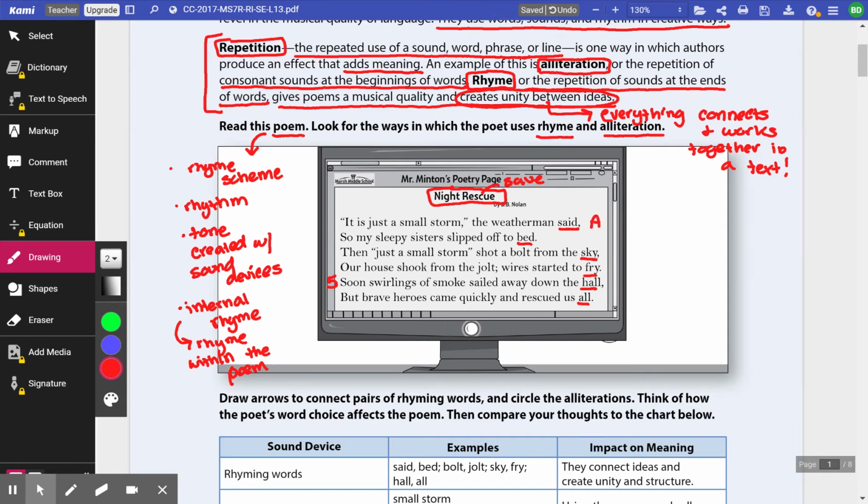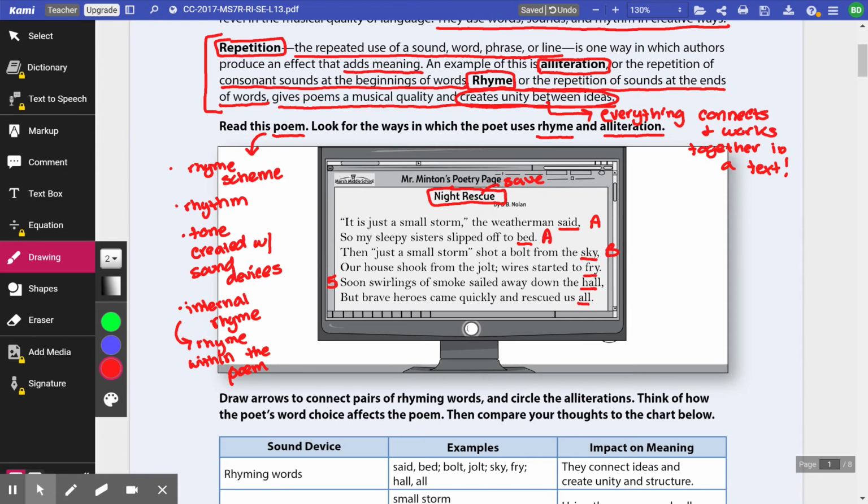So now we're going to go to line number 2 and look at that word bed. We're going to see if it rhymes with the word said. So bed, said, they rhyme. So bed also gets an A. And now we're dealing with sky on line number 3. Well, sky doesn't rhyme with said or bed, so it gets a new letter.